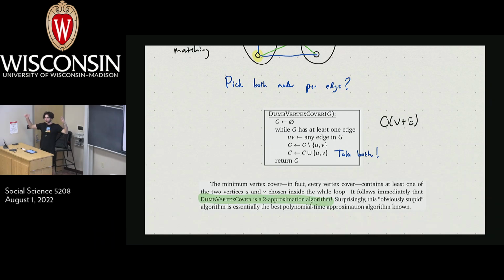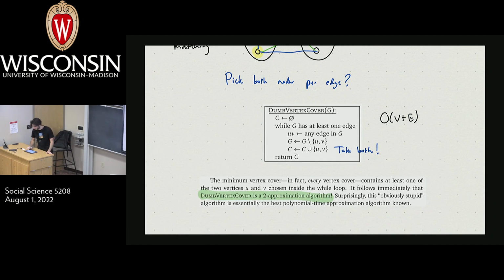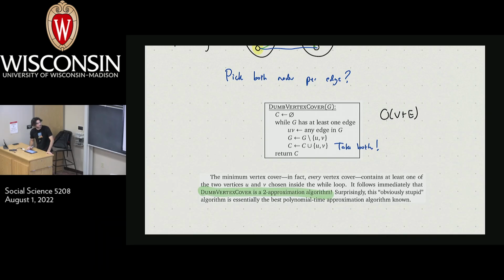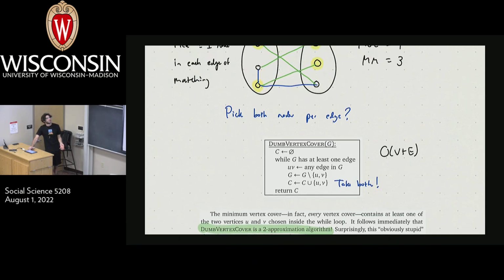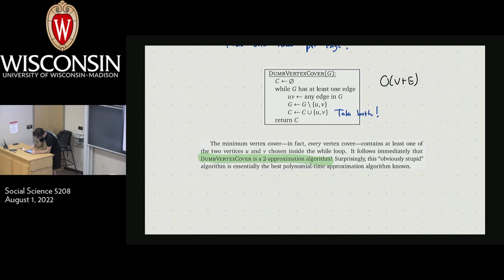So no matter how big your graph gets, it'll still do no worse than giving you half the optimal size. Or it's no more than twice as big as necessary. So this is probably very like, whoa, why? So let's just think about it. So let's prove it.